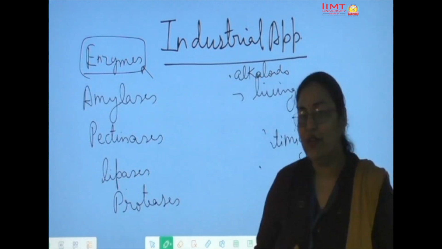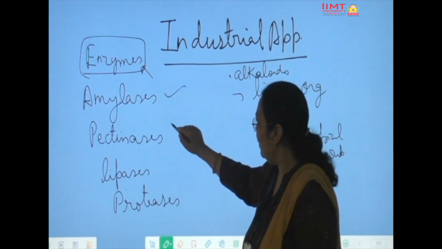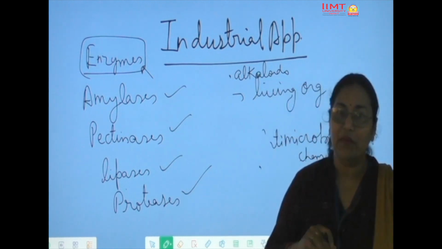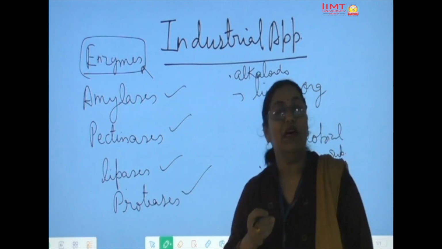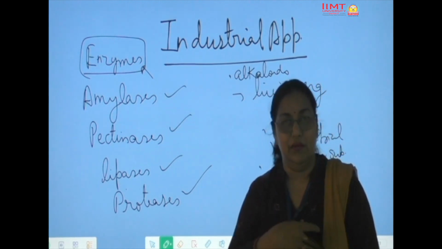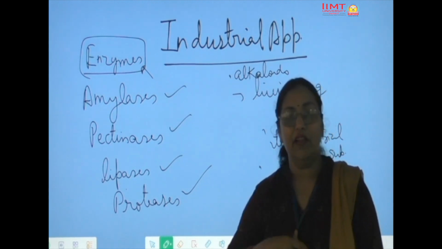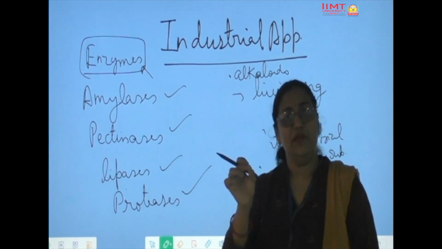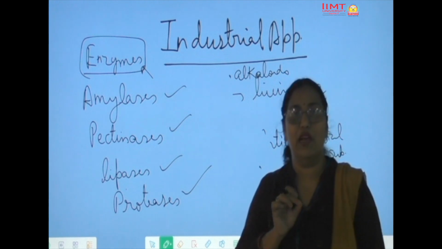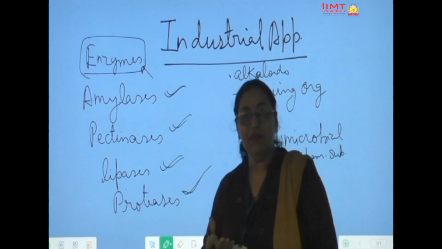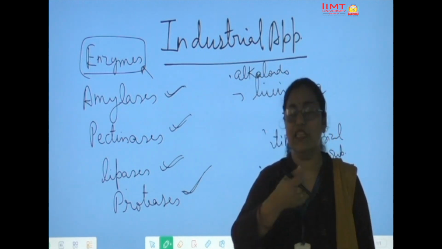Now why are these enzymes important? These enzymes are produced by microorganisms, and microorganisms are very easy to culture. In one fermenter we can produce a large number of microorganisms, and each factory is producing something. Each microorganism is producing the enzyme. So we will get these enzymes in a fermentation vessel and we can extract them.